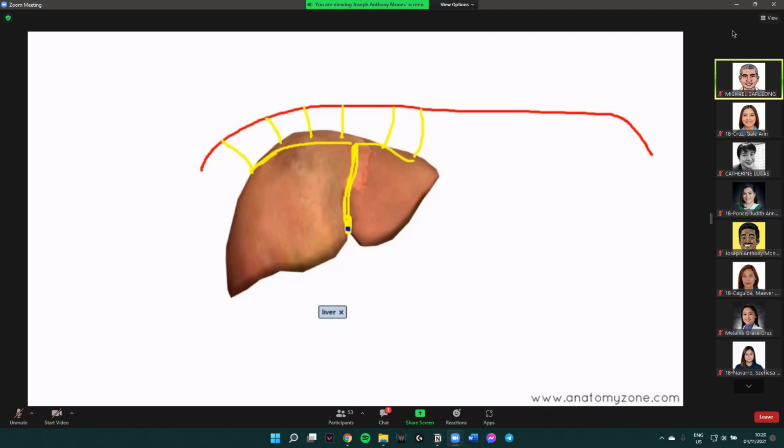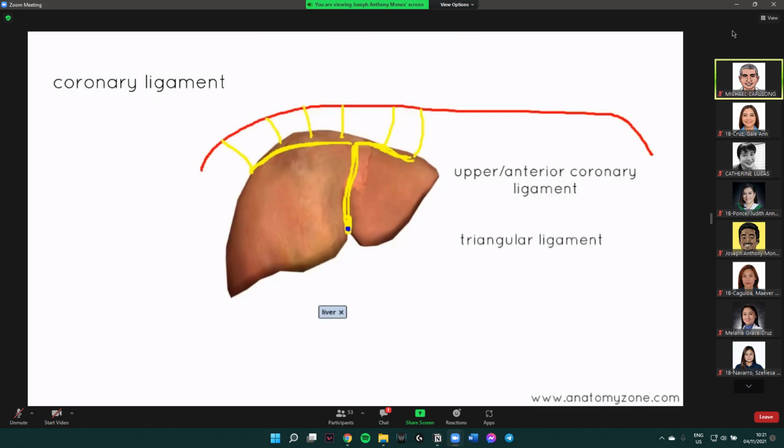So this ligament here is called the coronary ligament, and you've got upper and lower coronary ligaments. So this one here is the upper coronary ligament. You'll be able to see the lower coronary ligament, or posterior coronary ligament, on the posterior surface of the liver. Where the anterior and posterior coronary ligaments meet, you get the triangular ligament.